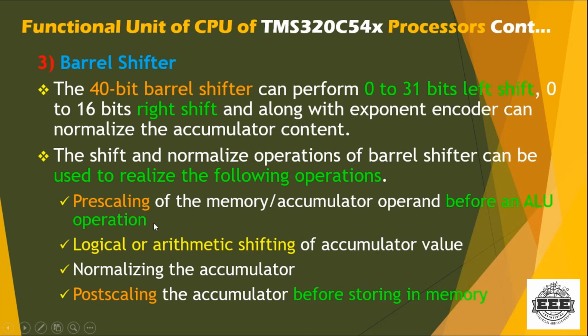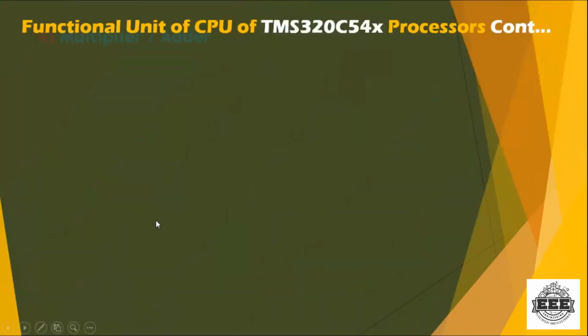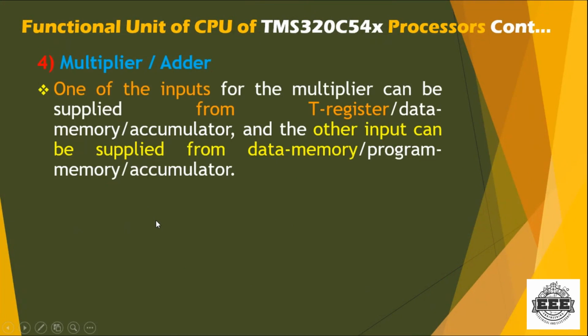This type of operation we can also use that barrel shifter. The next unit is going to be a multiplier and adder. So one of the inputs for a multiplier can be supplied from a memory register, and the other input is going to be supplied from that data memory.